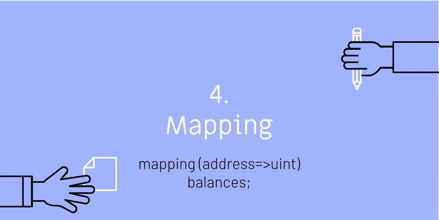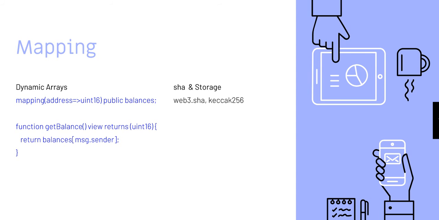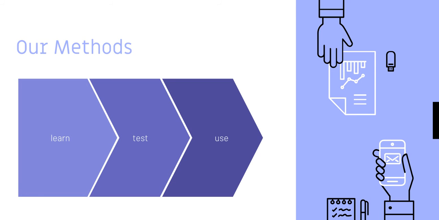Mappings, another key concept in Solidity. So we can take an address and we can assign an attribute, for example an integer, and therefore an address is the account in effect, and then you can have a balance for it. Through mappings we can build on arrays, we can use SHA-3, Keccak-256, and these concepts are very important.